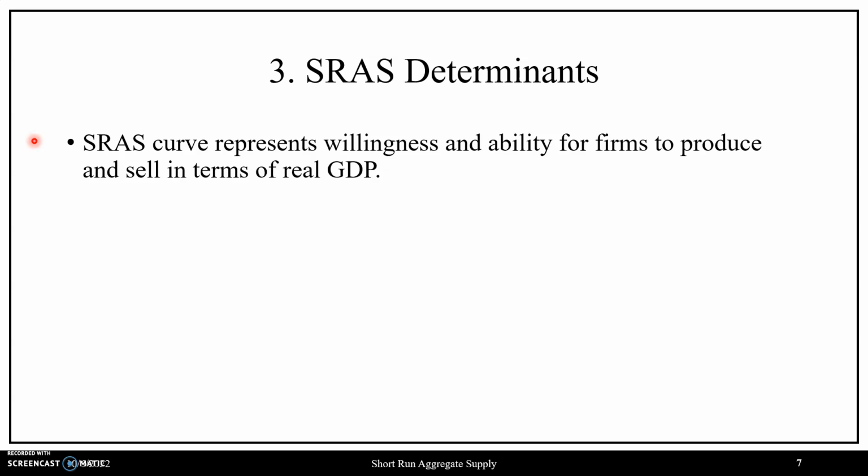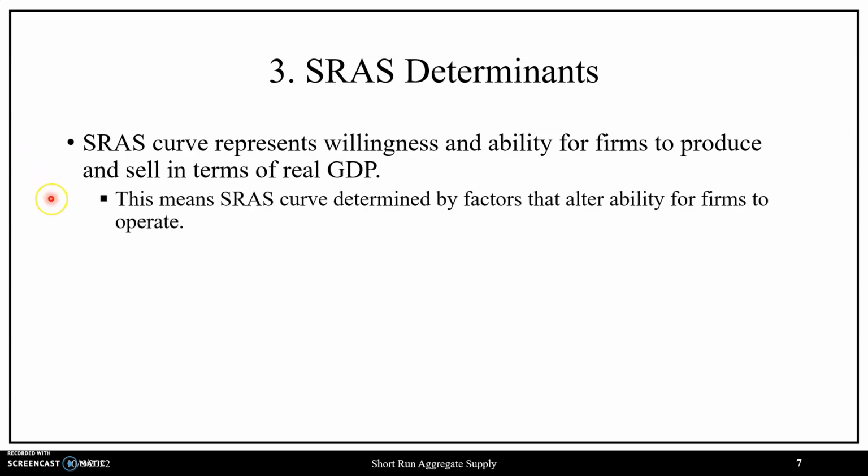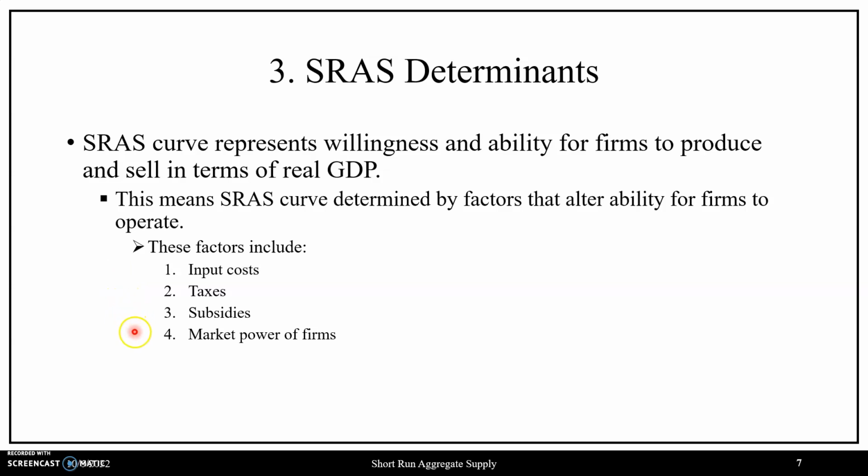Now moving on to determinants, since the short-run aggregate supply curve represents the willingness and ability for firms to produce and sell in terms of real GDP, this means the short-run aggregate supply curve will be determined by factors that alter the ability for firms in the economy to operate, where such factors will include input costs, taxes, subsidies, market power, inflationary expectation, the availability of factors of production, as well as productivity.